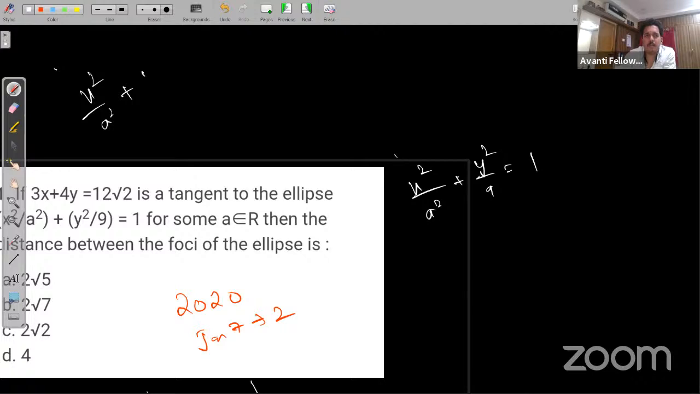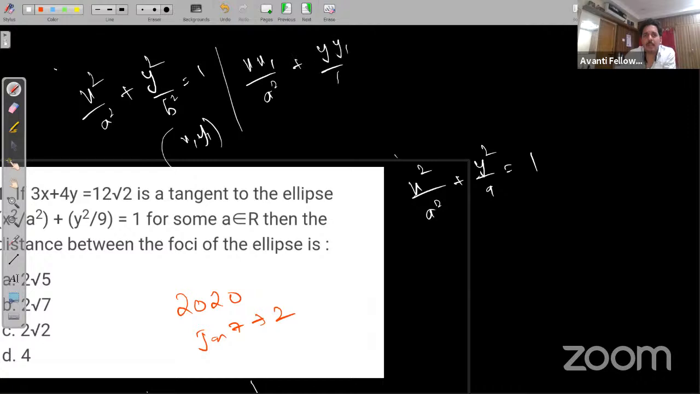What is the equation of a standard ellipse? x square by a square plus y square by b square is equal to 1. So what is the equation of tangent, guys, at a point x1, y1? It is x1 by a square plus y1 by b square is equal to 1. So this is my equation of tangent.